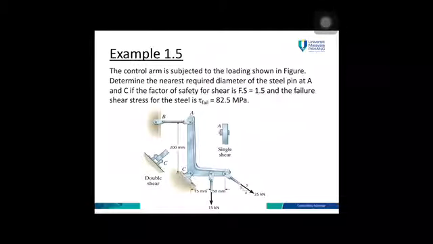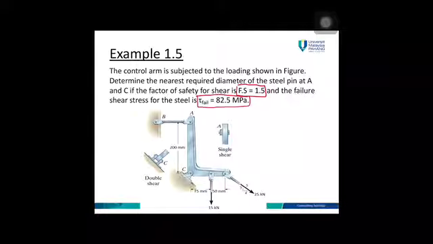Now let's continue with the example. Read the question. The control arm is subjected to the axial loading shown in the figure. Determine the nearest required diameter of the steel pin at A and C if the factor of safety for shear is equal to 1.5 and the failure shear stress for steel is 82.5 megapascal. The question already gives you the factor of safety, which is 1.5, and also failure shear is 82.5 megapascal. First, you have to draw the free body diagram.